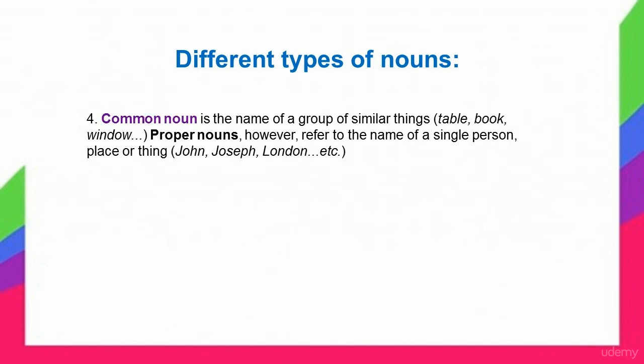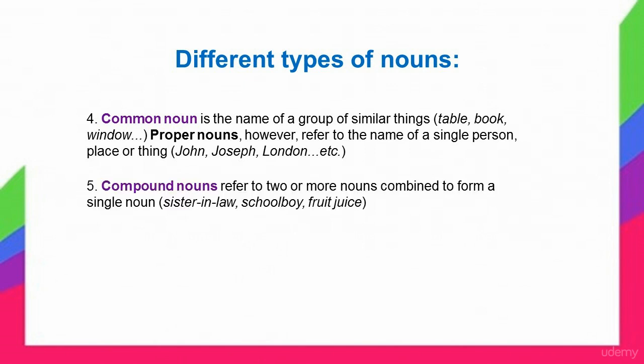4. A common noun is the name of a group of similar things. For example, table, book or window. Proper nouns, however, refer to the name of a single person, place or thing. For example, John, Joseph, London, etc. 5. Compound nouns refer to two or more nouns combined to form a single noun. For example, sister-in-law, schoolboy, or fruit juice.